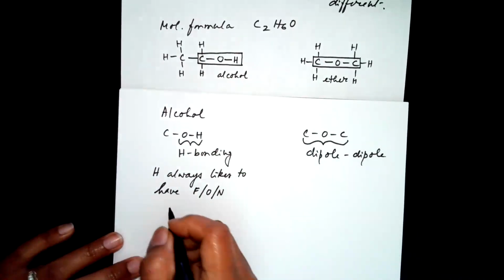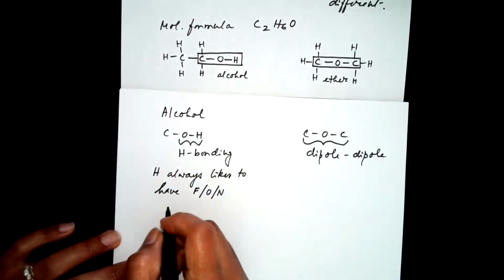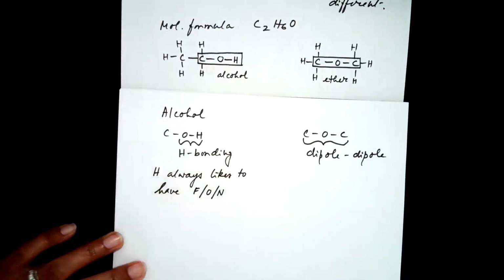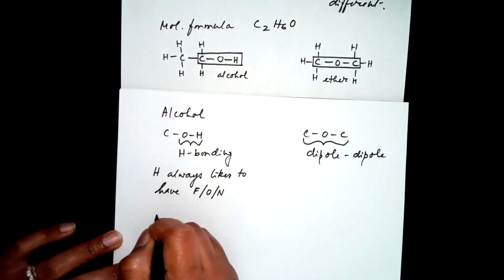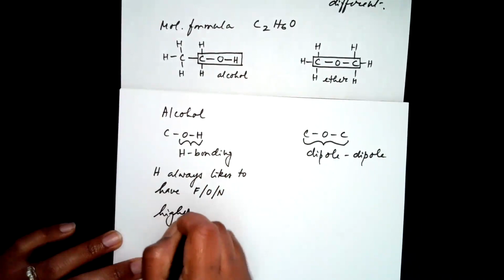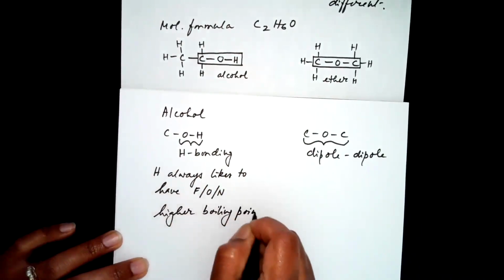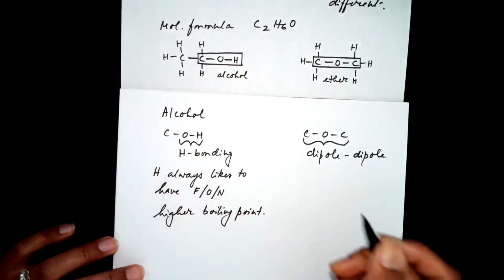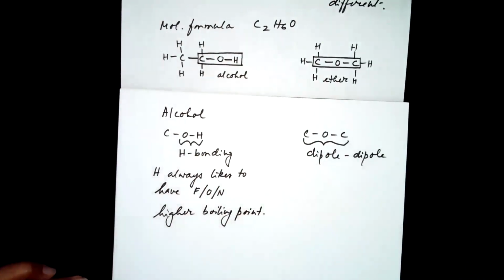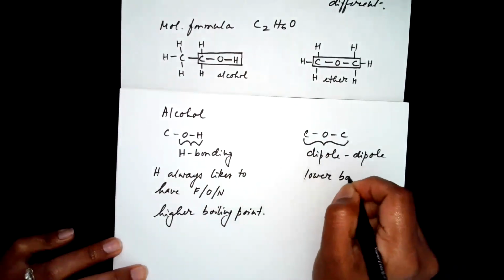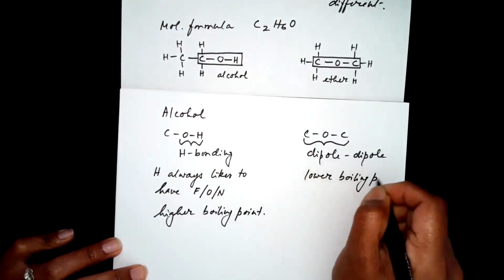So hydrogen bonding interactions are stronger. Now, to be able to break these interactions, you would have to heat the molecule more. So a molecule that has a hydrogen bonding type of interaction should have a higher boiling point. A molecule that has dipole-dipole type of interaction, which is weaker than a hydrogen bonding type of interaction, must have a lower boiling point.